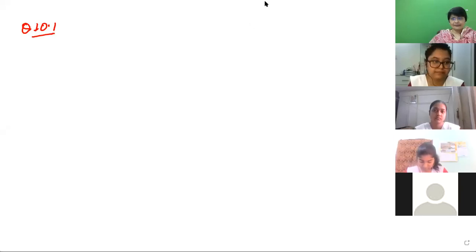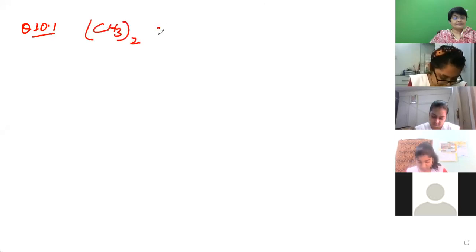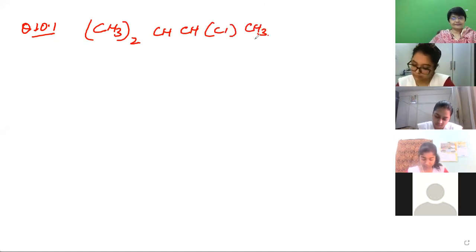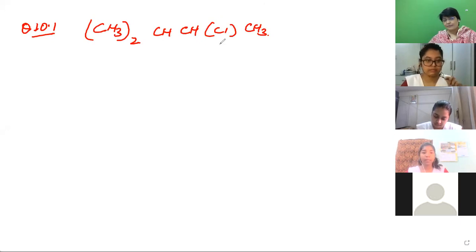In 10.1, we have this question: CH3, CH, CH, Cl, CH3, right? What does it mean? Things that are given in brackets indicate a branch. Things given in the bracket indicate what? Branch. And here for this one, you need to write the structural formula.